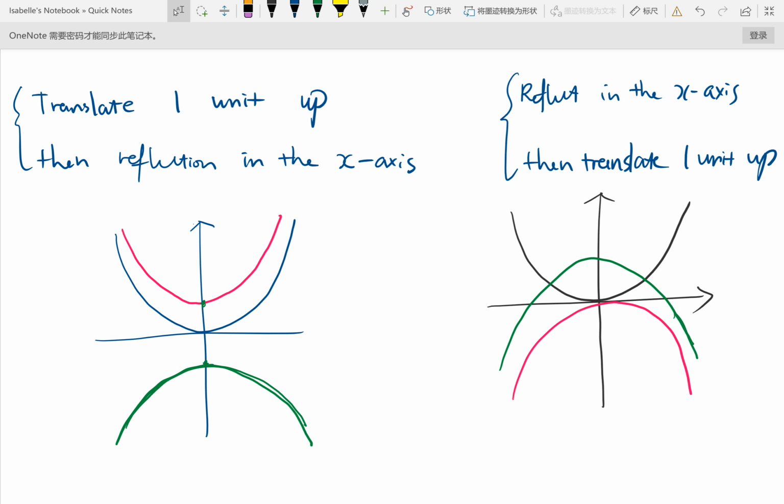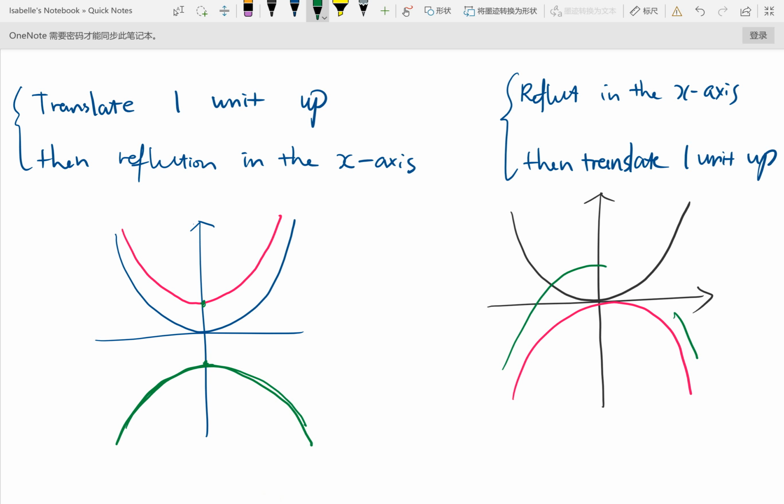But the thing I'm talking about now is if you just swap the order without changing any number or direction, you're not going to end up with the same graph. You can see that we end up with 2 different graphs. So the order is important. The order in which you describe things will give you a different graph.